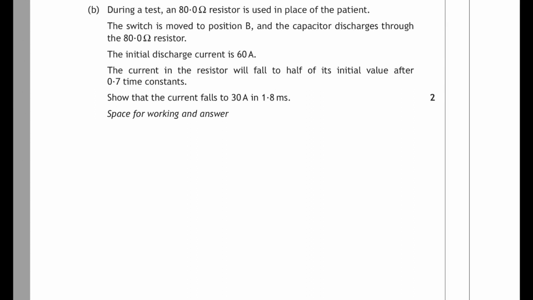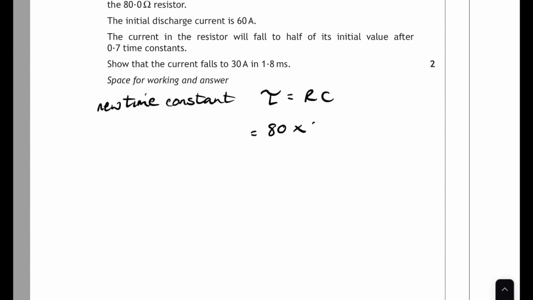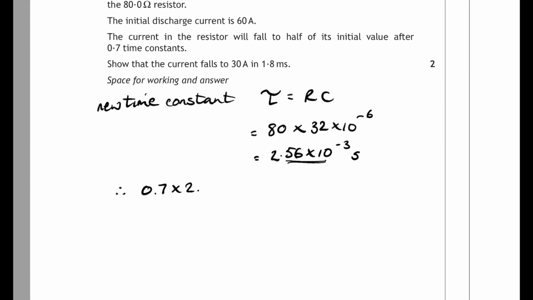So if the capacitor is discharging through a different resistor, an 80 ohm resistor, we're going to have a new time constant. And that time constant will be the resistance of 80 ohms times the capacitor's capacitance of 32 times 10 to the minus 6. And that gives us our new time constant of 2.56 times 10 to the minus 3 seconds. Now the current will fall to half its original value in 0.7 time constants. So we just want 0.7 times that new time constant. So 0.7 times 2.56 times 10 to the minus 3 gives us 1.8 times 10 to the minus 3 seconds.